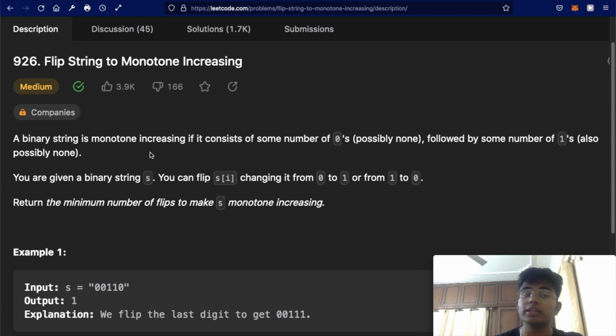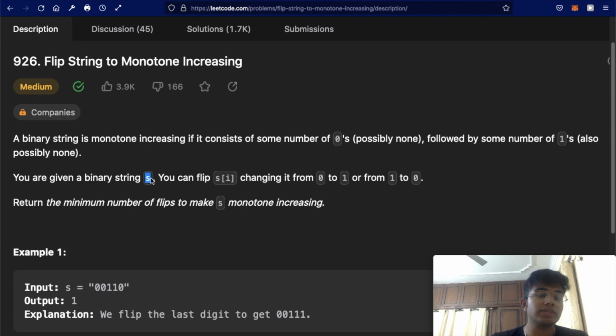Today we're going to be solving the LeetCode question 926, Flip String to Monotone Increasing. In this question we're given a binary string, so zeros and ones, and it is going to be monotone increasing if it consists of some number of zeros, it could be none, followed by some number of ones, which could also be none.